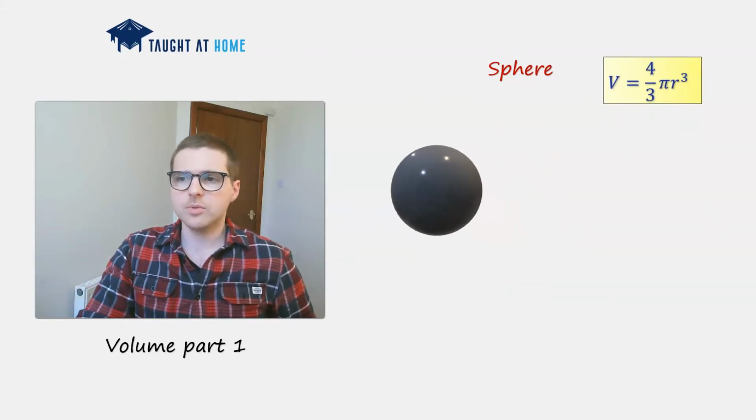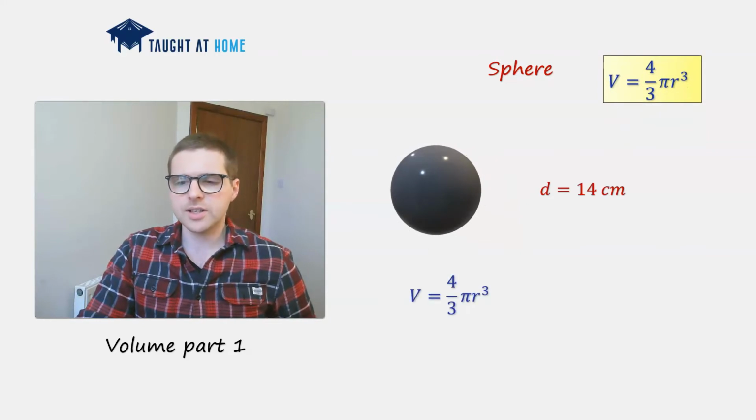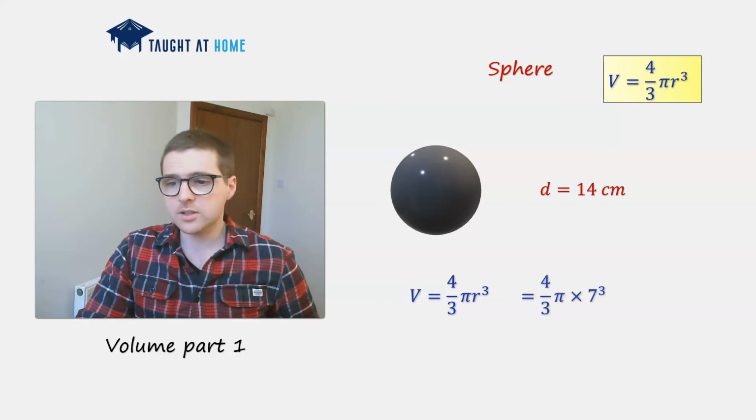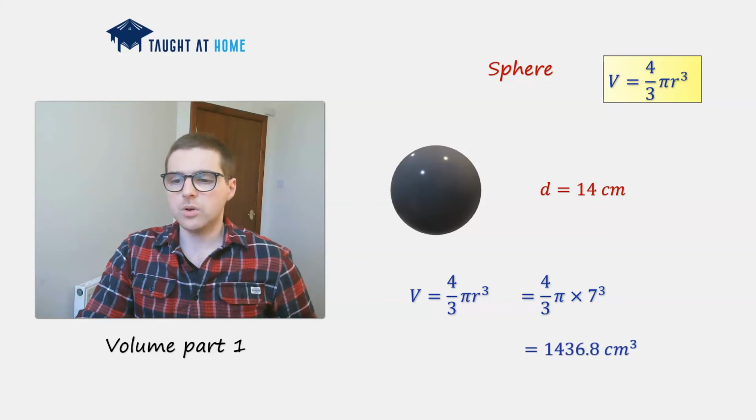So let's take an example. We're given a diameter of 14 centimeters. So we can say that the volume will be 4/3 pi r cubed. R in this case will be 7. And that comes to 1436.8 cubic centimeters.